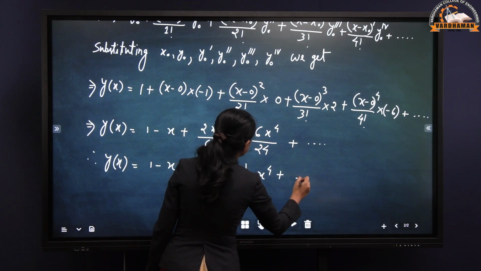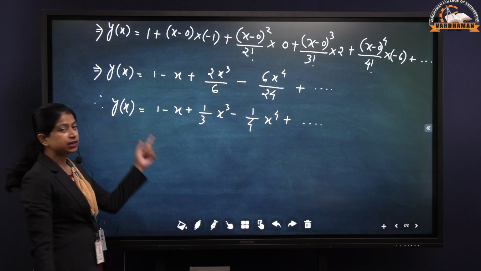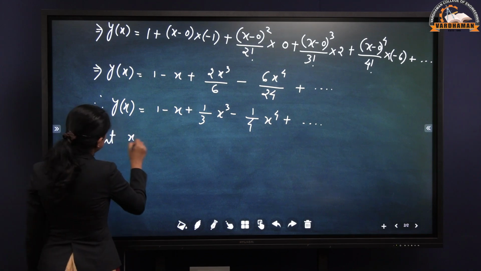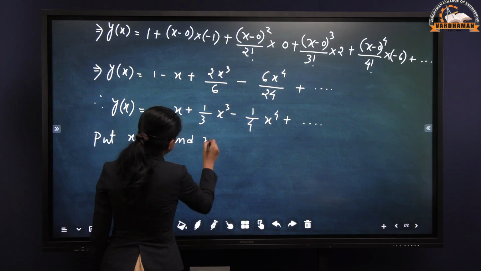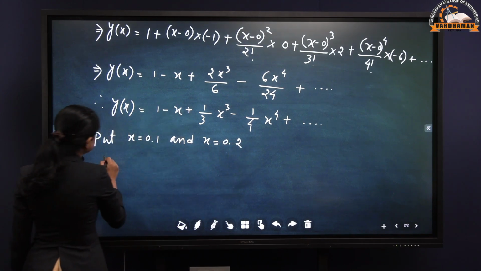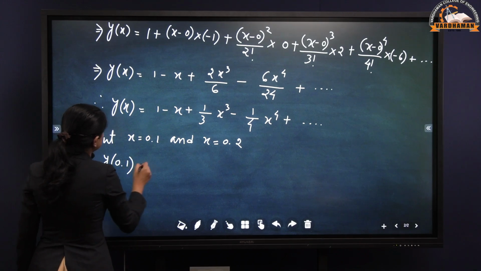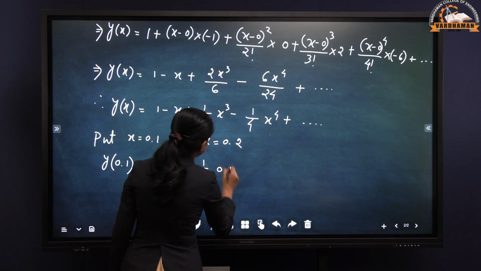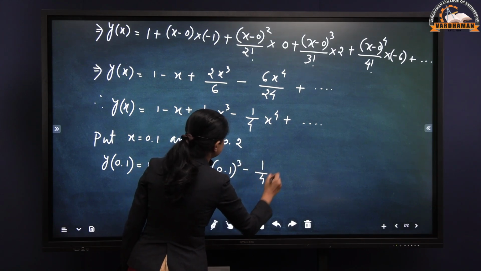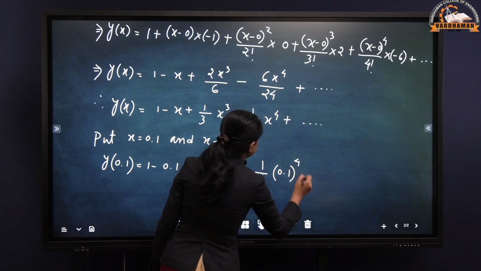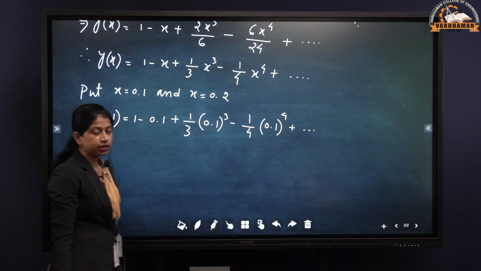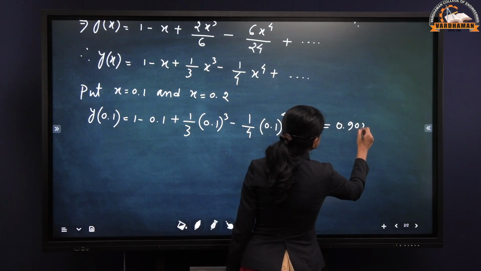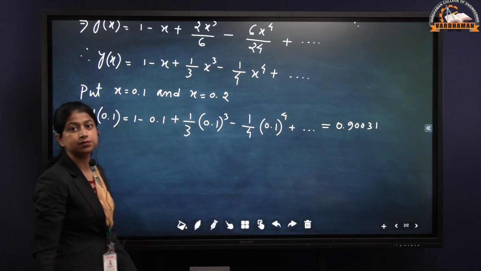Now we need to find the y value for x = 0.1 and 0.2. Put x = 0.1 and x = 0.2. For x = 0.1, we get 1 - 0.1 + (1/3)(0.1)³ - (1/4)(0.1)⁴ plus so on. If you calculate this value in a calculator, you will get 0.90031 up to 5 decimal places.